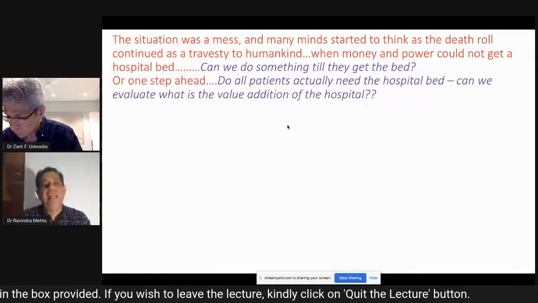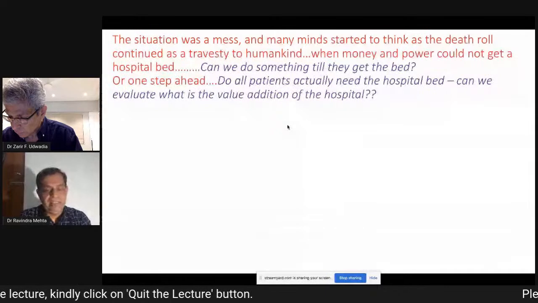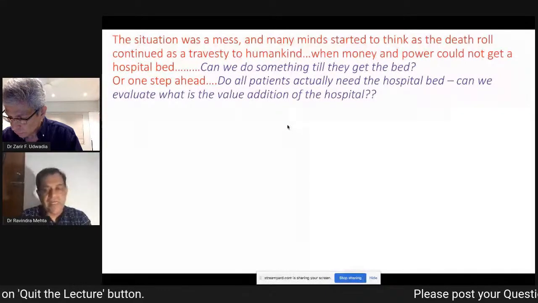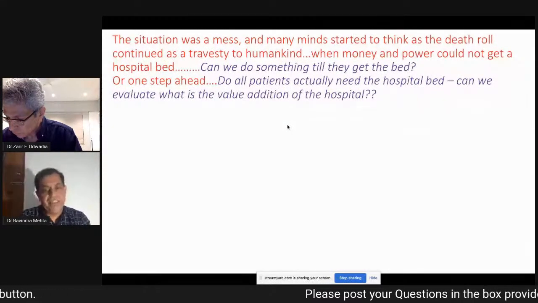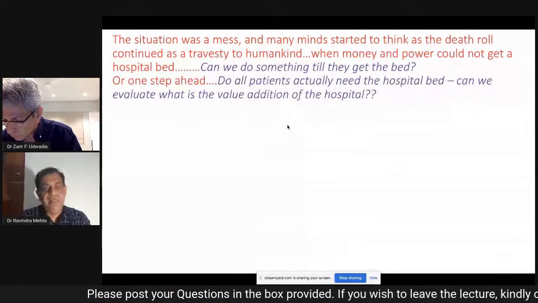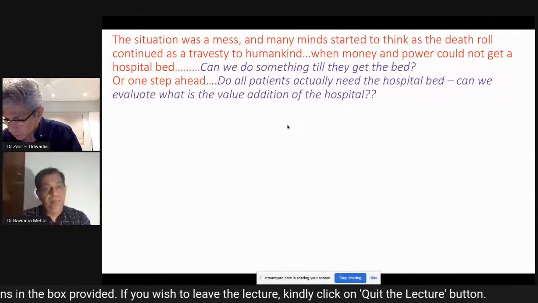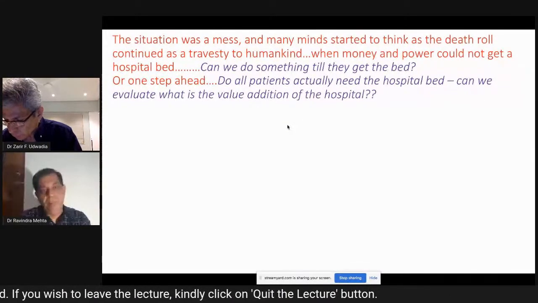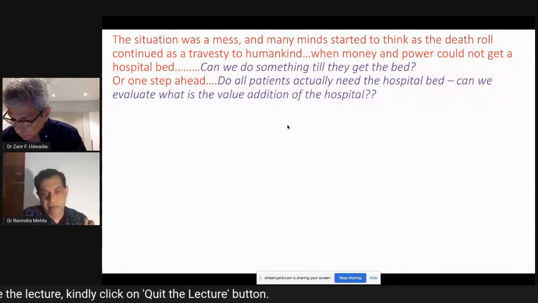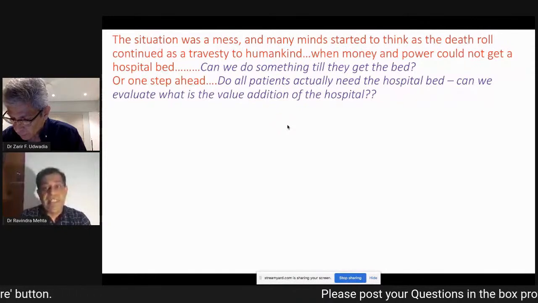We've talked of Rwanda and all those countries being genocidal. And I think somewhere COVID-19 strategies, thought processes, actions, and ultimately on-the-ground results would reflect a similar result. Money and power could not get you a hospital bed. And as we're looking at Mumbai, being very close to our hearts, a lot of us studied over there, can we do something for these patients till they get a bed?